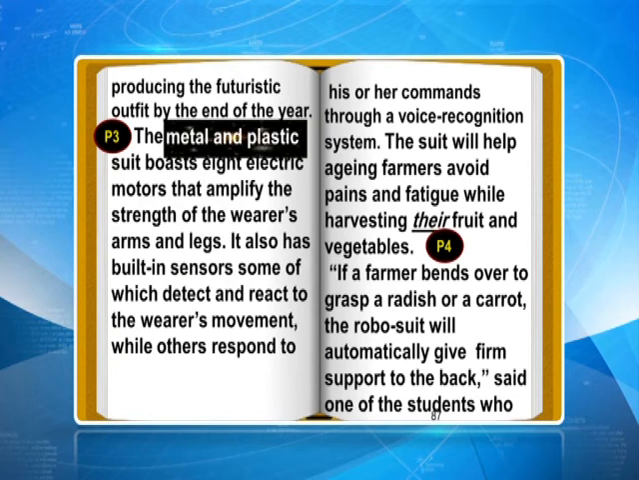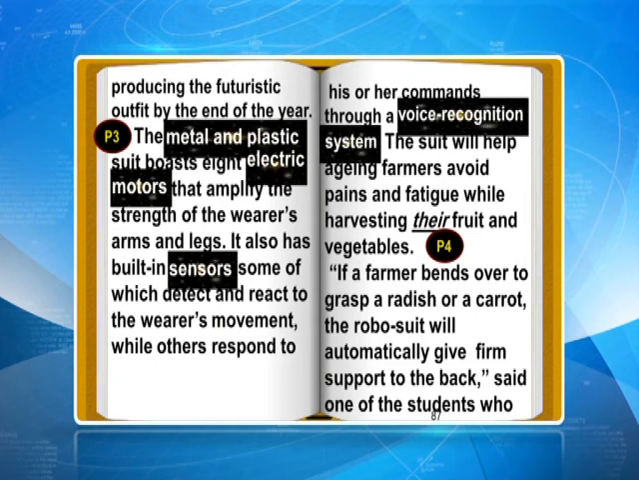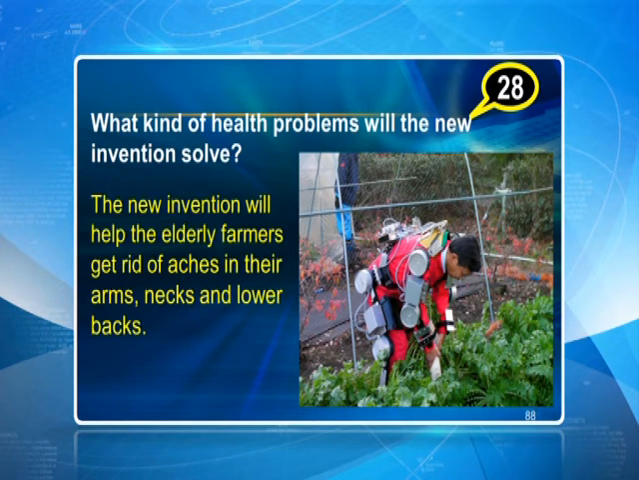It is made of or made up of metal and plastic, consisting electric motors. It has built-in sensors and the voice recognition system. So our answer is correct. What kind of health problems will the new invention solve, which is the main factor or the main cause of inventing this suit? The problems are the new invention will help the elderly farmers get rid of aches in their arms, necks, and lower backs.